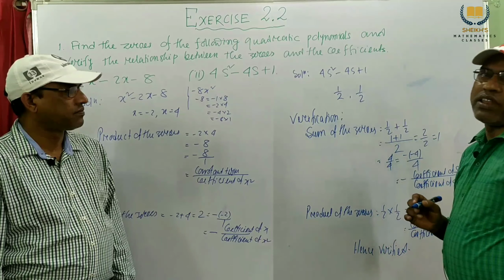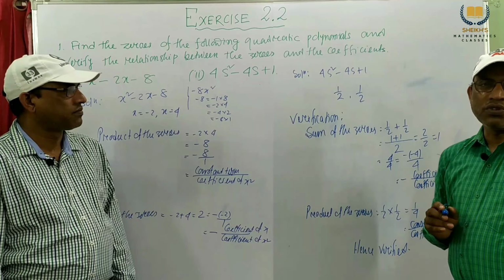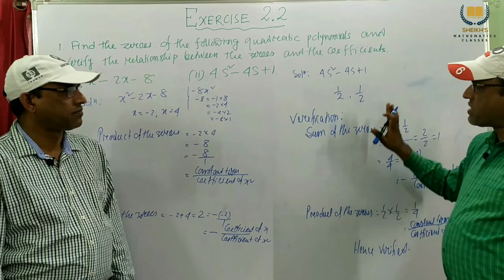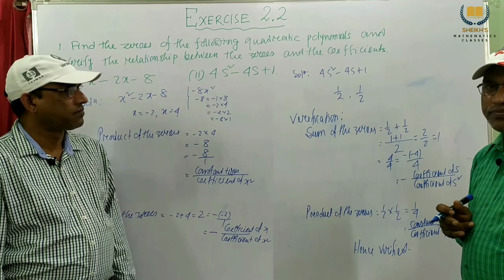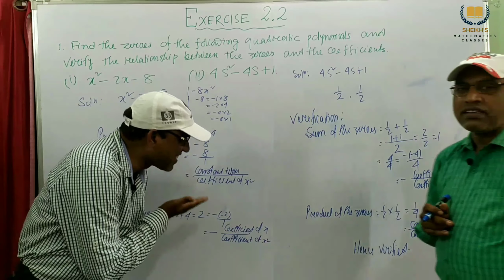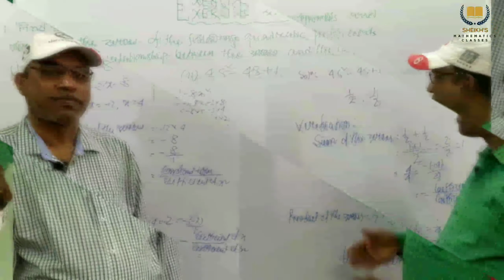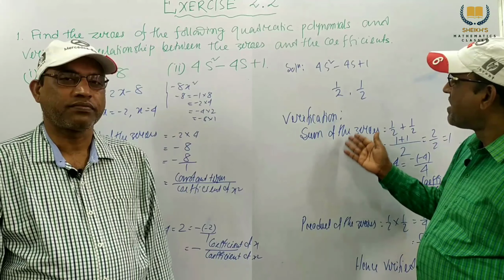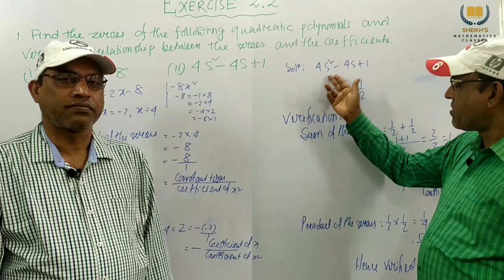This is the verification. This is the relation between roots and coefficients. So this solution is clear. Thank you, sir. Thank you. So dear students, the solution is clear. This is nothing, just simple factorization.